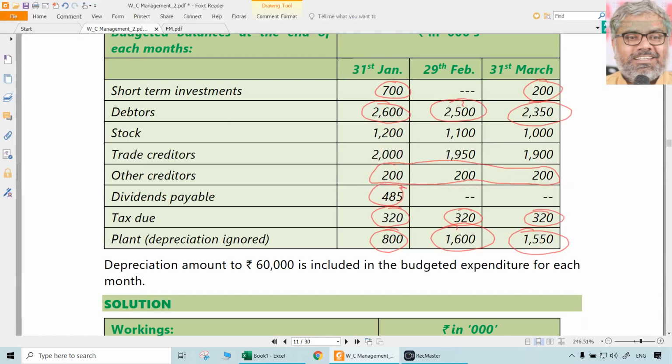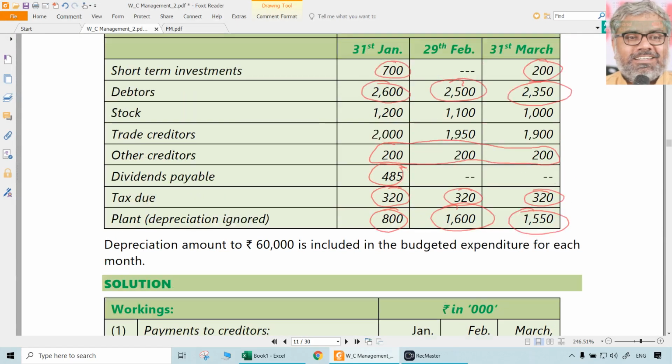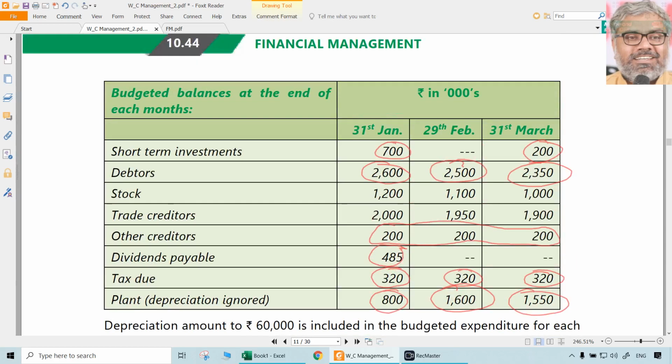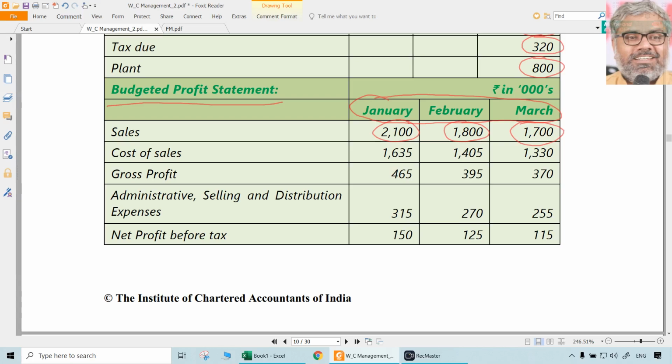7270, 6900, 6550. Okay. So that is collection from debtors. That is done. So debtors balances are used, sales are used for that. Now coming to the other things, like for example, payment for creditors. For payment for creditors, we definitely need purchases.